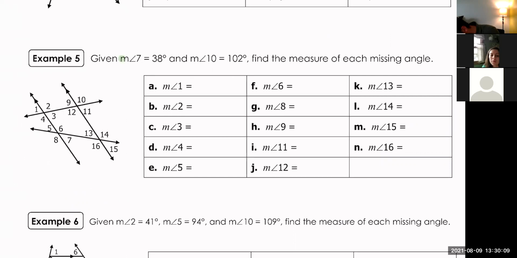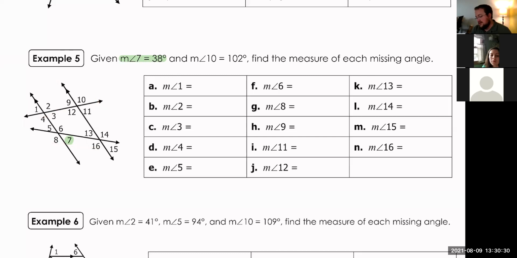Measure of angle 7 is 38 degrees, which is snuggled in down here in the bottom left. Careful, notice we have one set of parallel lines. They are denoted with this little double arrow. So these lines are considered parallel. And through those parallel lines, we have two different transversals.